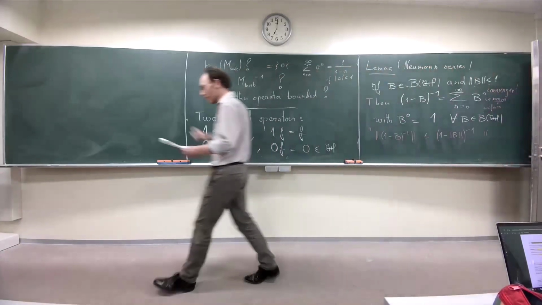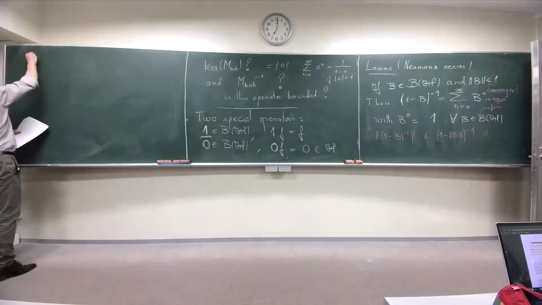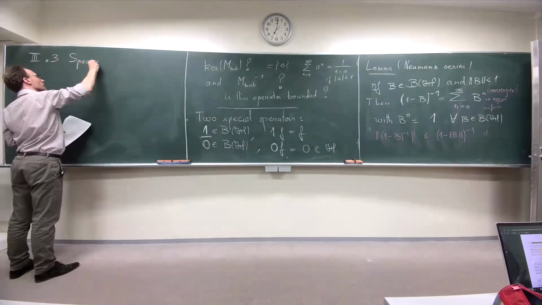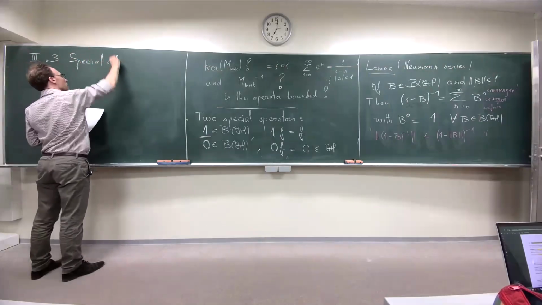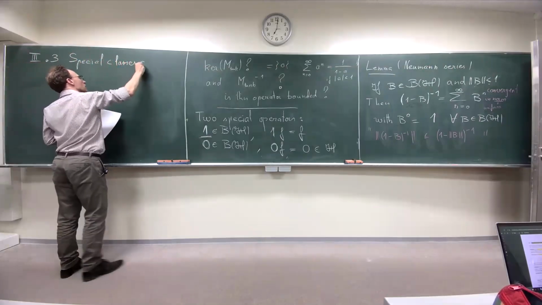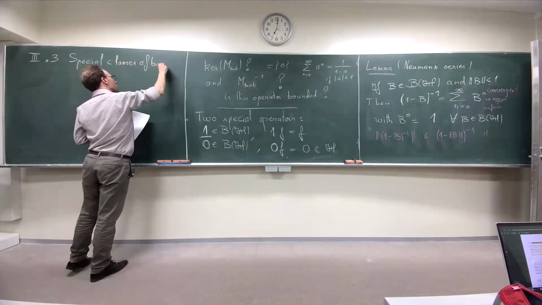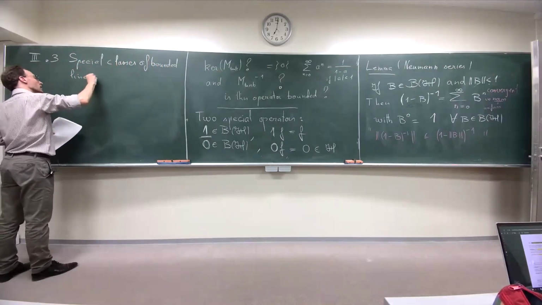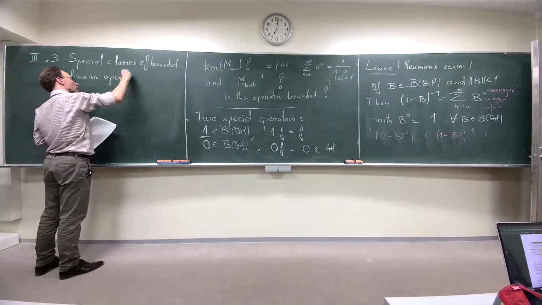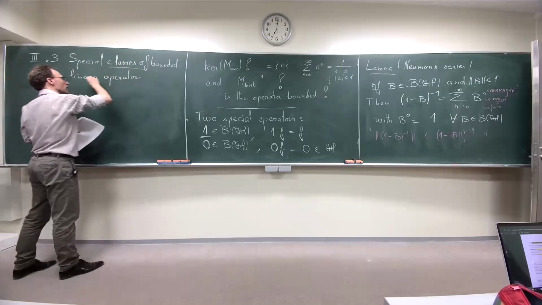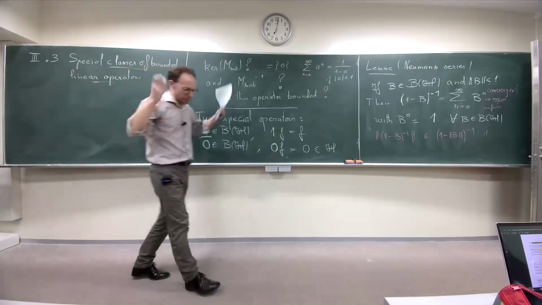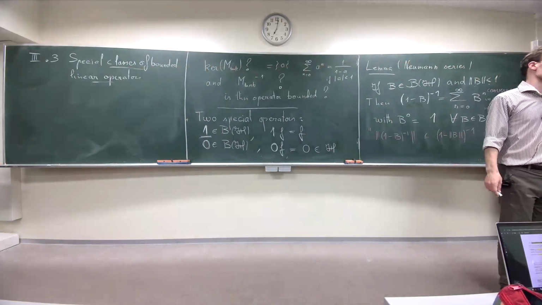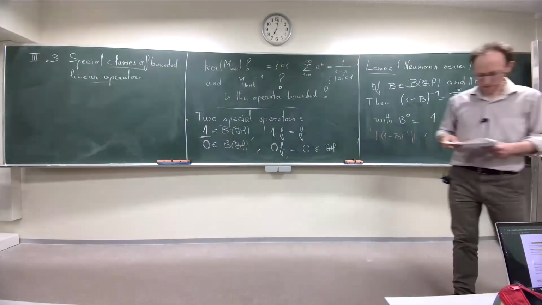Okay. I can now do a rather simple section about special classes of bounded linear operators. What do I mean by this? There are families. So we have some families of bounded operators which share the same properties. So we put them together.